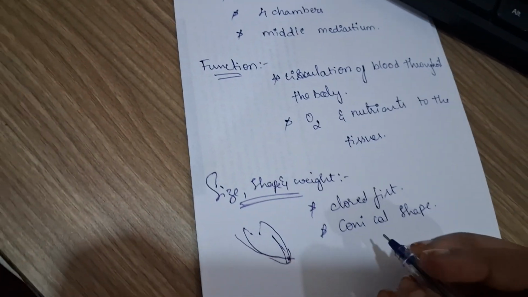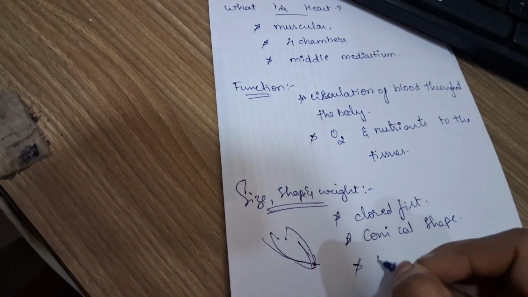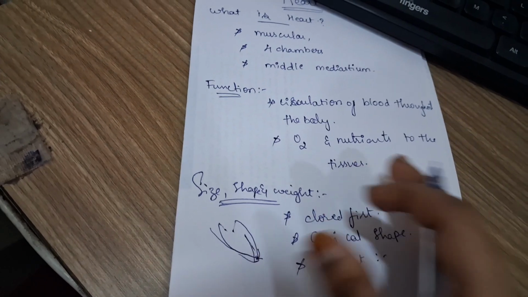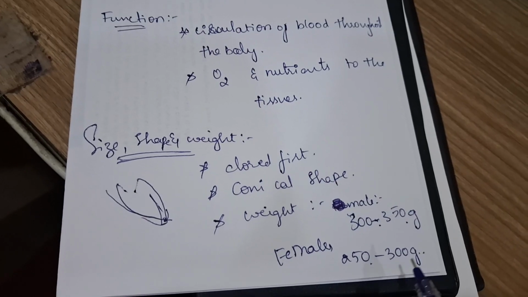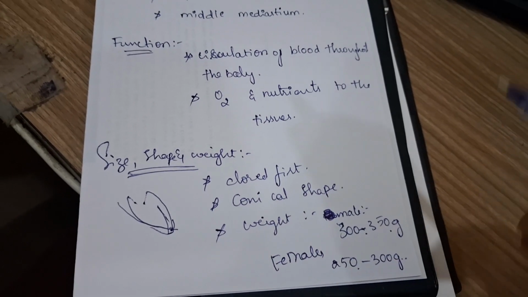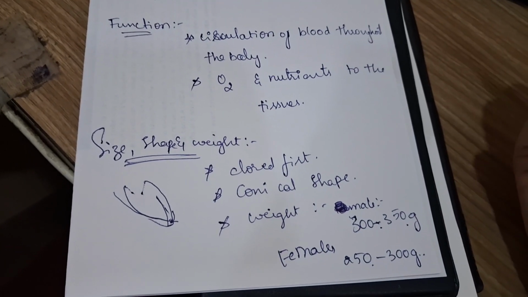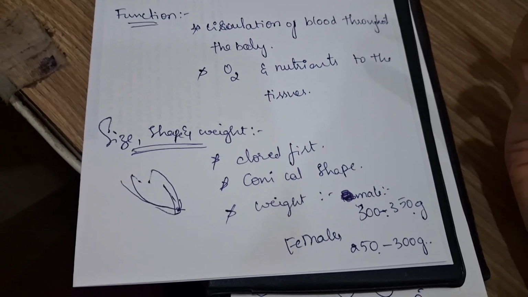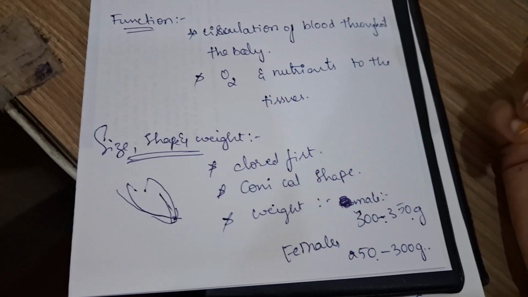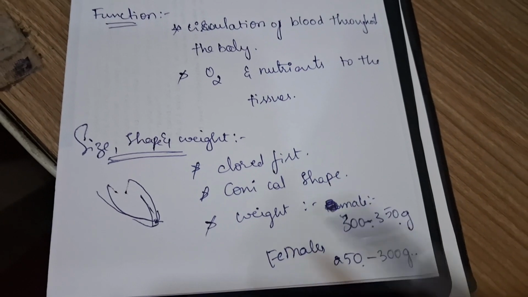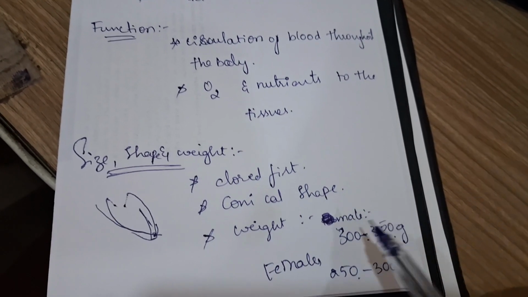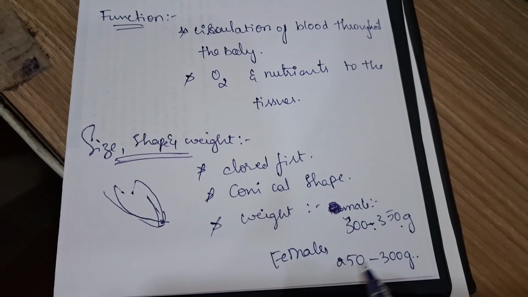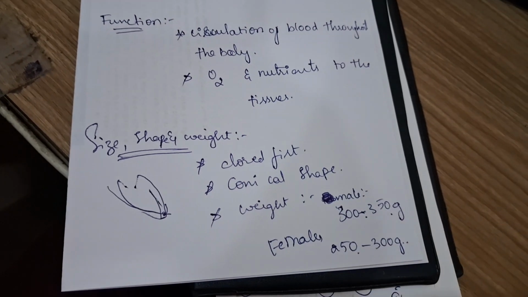Understood? And the weight of the heart. Female heart is 250 to 300 grams. So the female heart is much smaller as compared to the male. That is why they are so emotional. So the male heart is 300 to 350 grams and the female heart is about 250 to 300 grams. Understood, right?